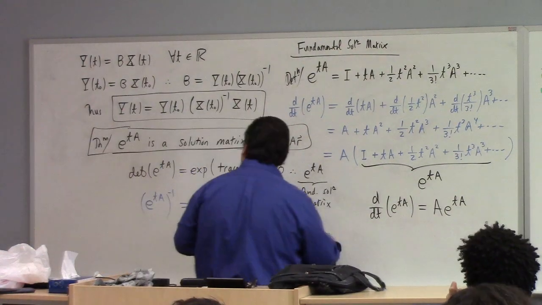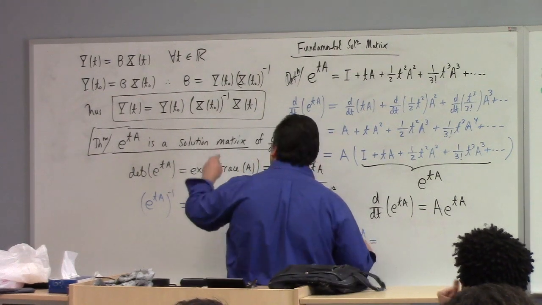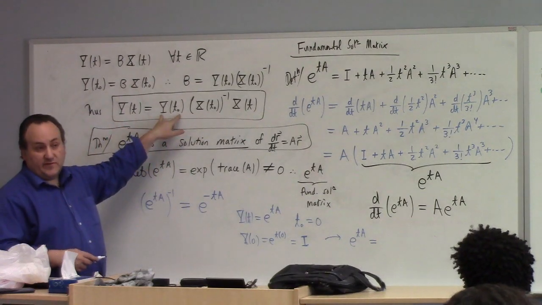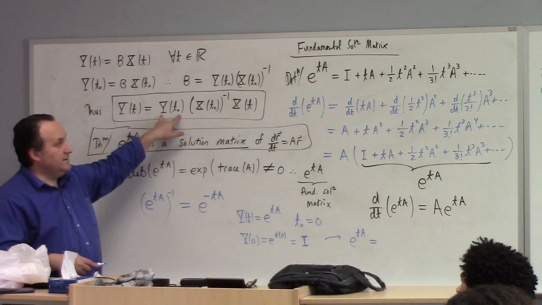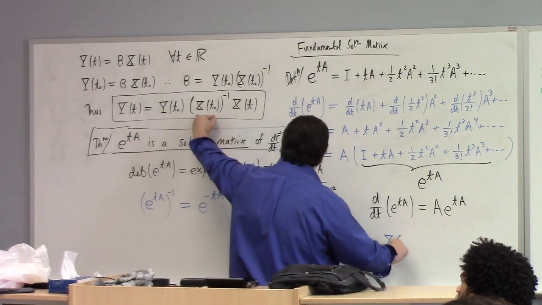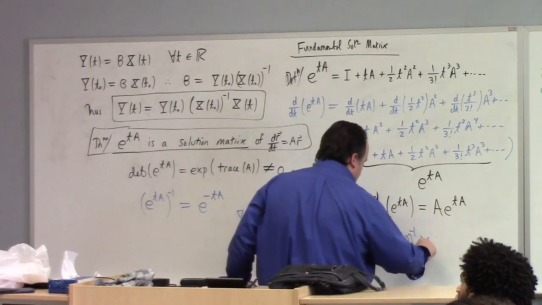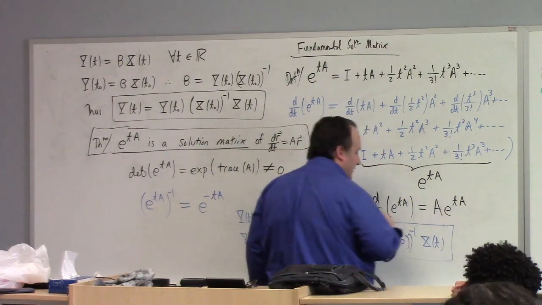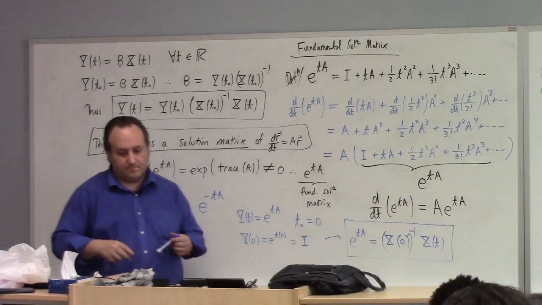And as such, this tells me that e to the ta is equal to, see what's happening here? When I plug in t sub naught equal to 0, this just becomes the identity matrix, so we don't even need this. And this over here just becomes x of 0 inverted times x of t. So this right here, guys, gives us a kind of sneaky way to calculate the matrix exponential if we already know a fundamental solution matrix.